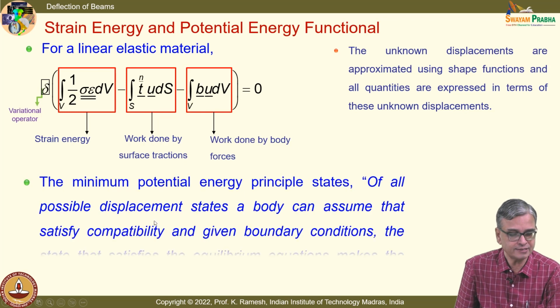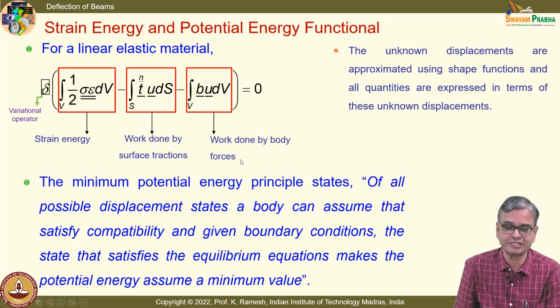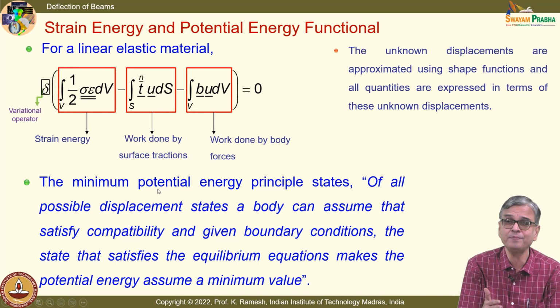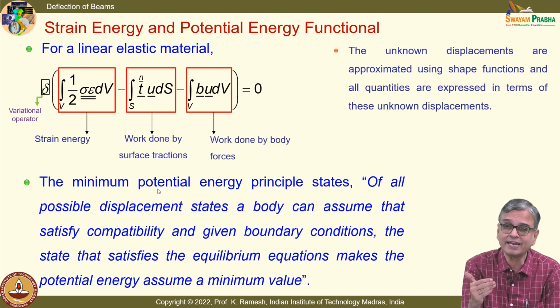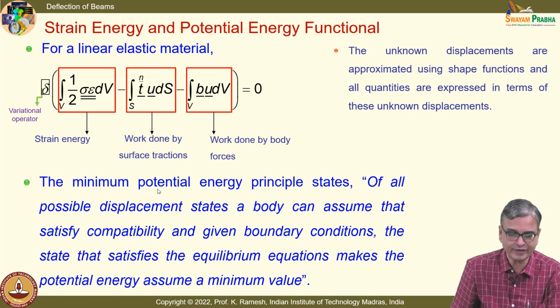So, what I do is I apply the minimum potential energy. The principle states that of all possible displacement states a body can assume that satisfy compatibility and given boundary conditions, the state that satisfies the equilibrium equations makes the potential energy assume a minimum value. That is what we are doing. In a complex problem, we get very close to reality with a small amount of error. So, you are doing the minimization. And this is how finite element is made.